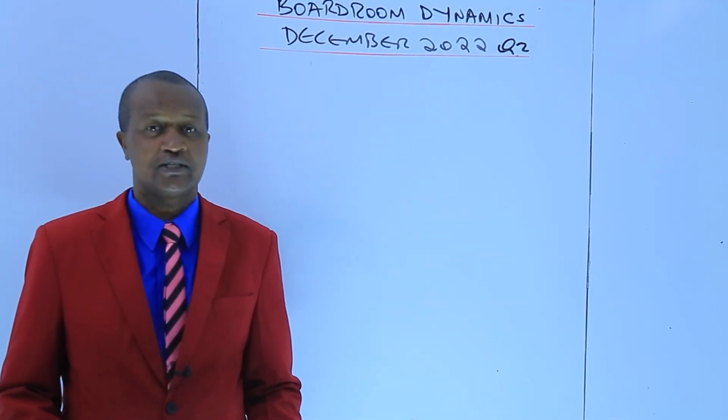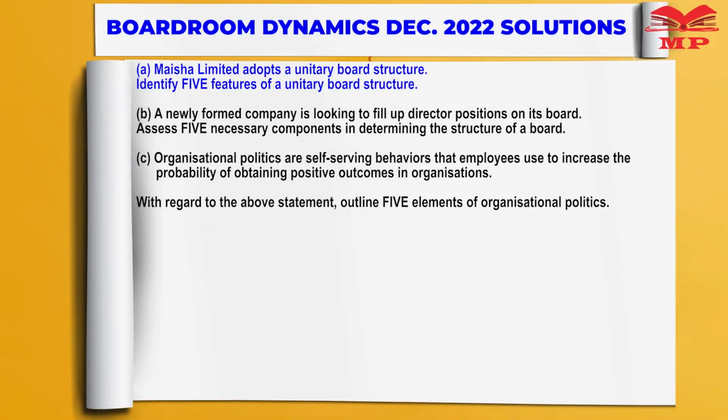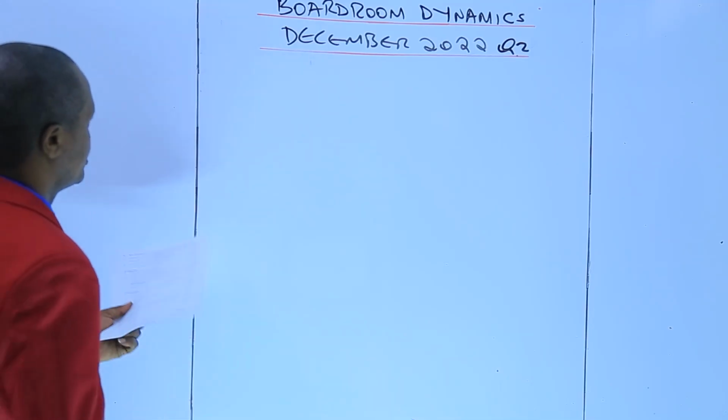We are going to answer the second question that was tested in December 2022. The subject is boardroom dynamics. I'm going to read part A. Maisha Limited adopts a unitary board structure. Identify 5 features of a unitary board structure.